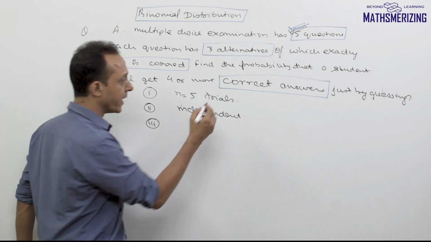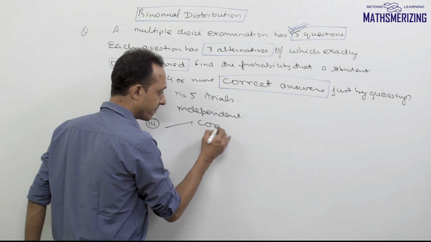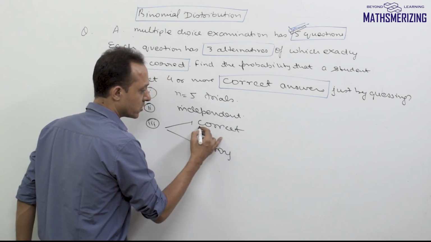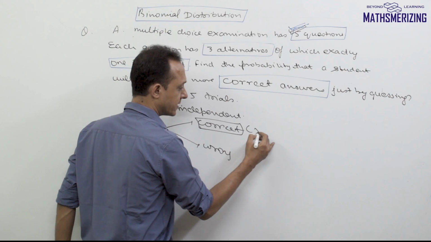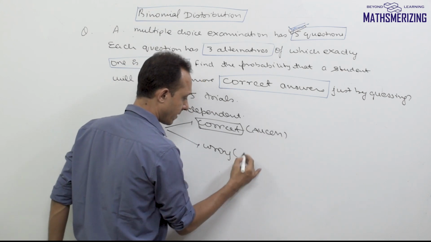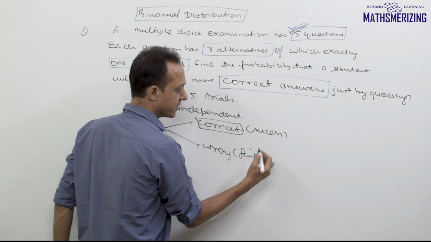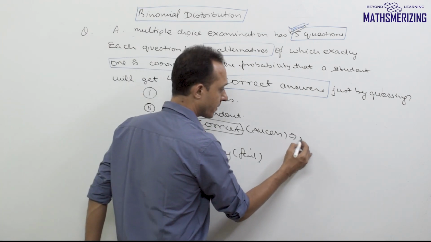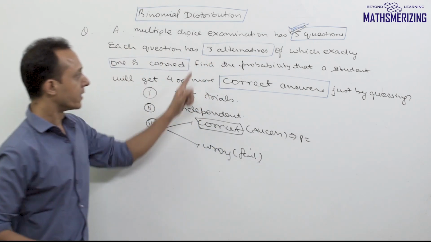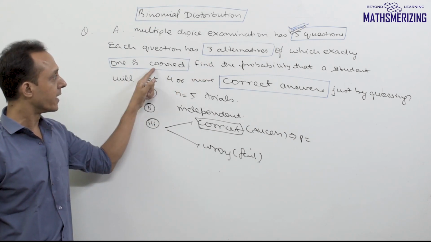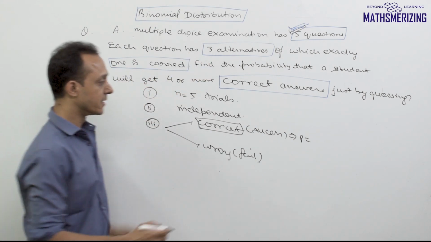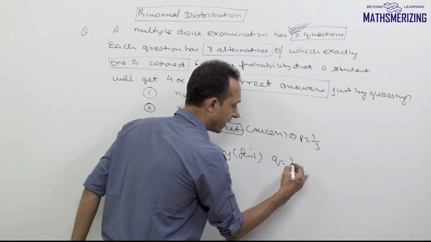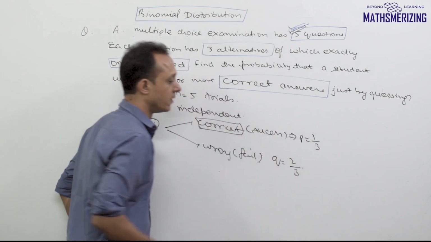In this case, we want to find out whether his answer is correct or his answer is wrong. So getting a correct answer is success in this case, and getting a wrong answer results in failure. Now what is the probability of getting a correct answer? So if any question has 3 alternatives, out of which exactly 1 is correct, then probability of getting the correct answer is 1 by 3. So that means probability of getting a wrong answer is 2 by 3.